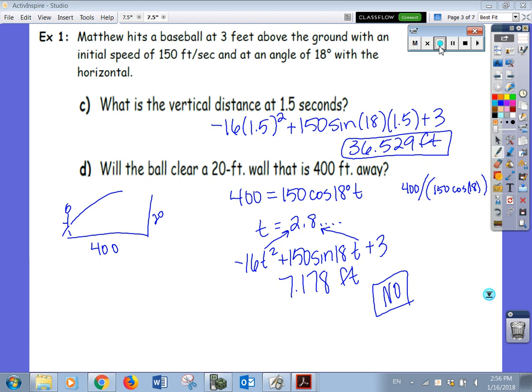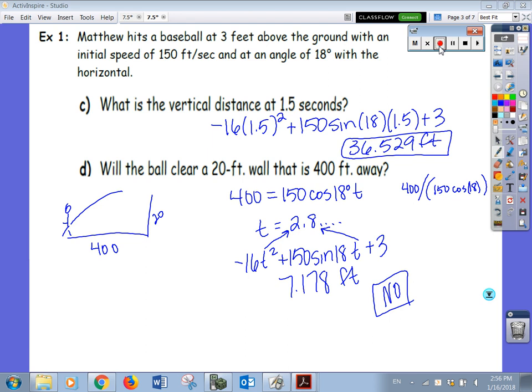Another question, there's one like this on your homework. It says, would someone be able to catch that ball? So if the ball was 7 feet off the ground at the wall, would someone be able to jump up and catch that? Probably. Okay.